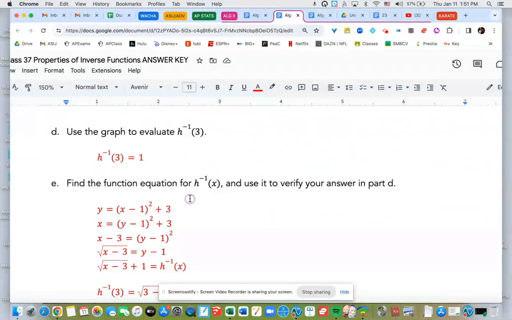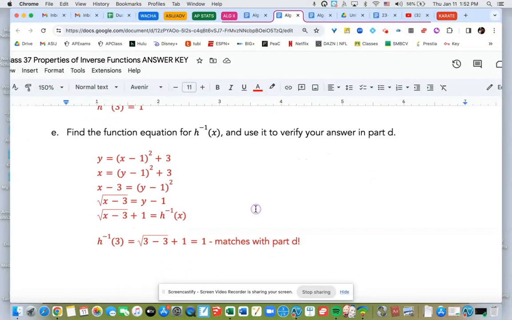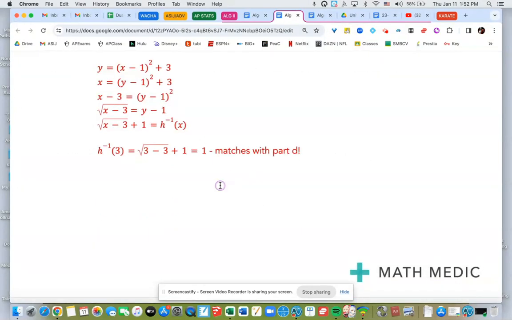Okay, and then it's just some function notation, right? Just practicing that a little bit, solving a little bit, right? These are things you can do.